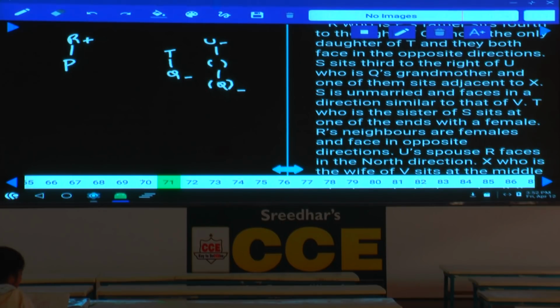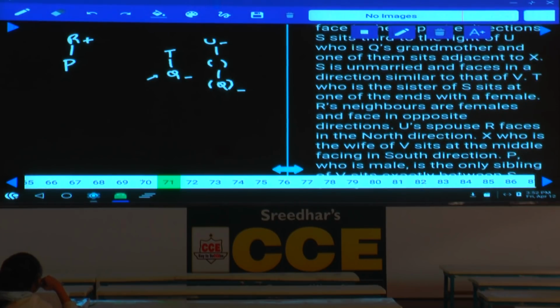Whether this U can be the mother of T or the mother-in-law of T, as of now we have two possibilities. Hence, as of now, we cannot directly represent it at this place. Then, S sits third to the right of U, who is Q's grandmother, and one of them sits adjacent to X. S is unmarried.